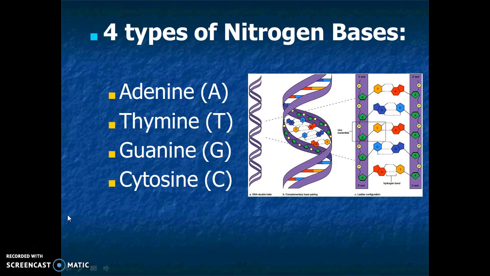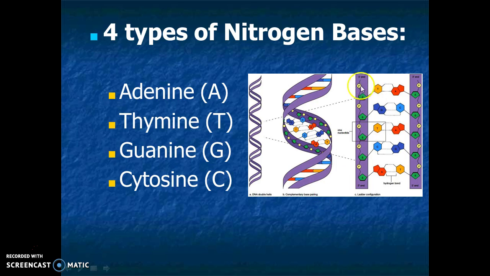The 4 nitrogen bases are adenine, A, thymine, T, guanine, G, and cytosine, C. And you can see them here in their structures. So G, guanine, bonds with C, T always bonds with A, C always bonds with G. So you're always going to see these combinations and nothing else. You will never see an A bonded with a C or a T bonded with a G. It's always thymine bonded with adenine.